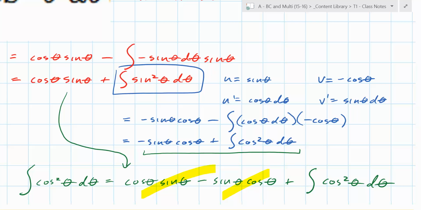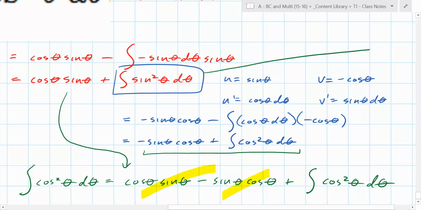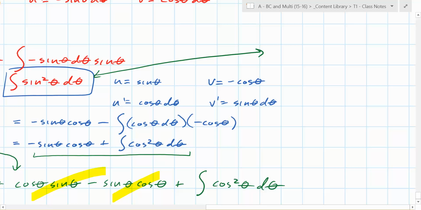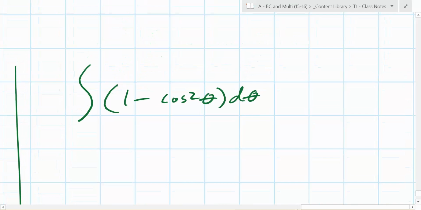I want to go back and look at this box right here. I'll switch to green. What's a substitution you could make right there? Anybody want to guess? What is sine squared? Yes. So what do you have here? You could write this instead as the integral of 1 minus cosine squared. Do you agree that that's the same thing as the integral of sine squared theta d theta?